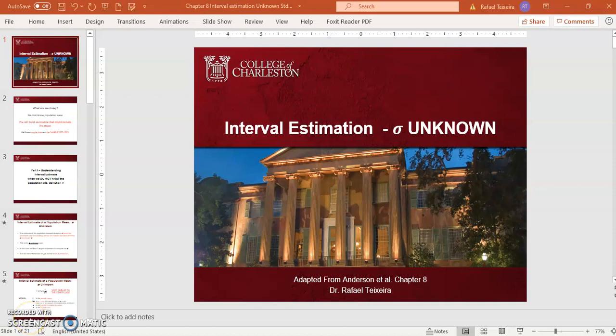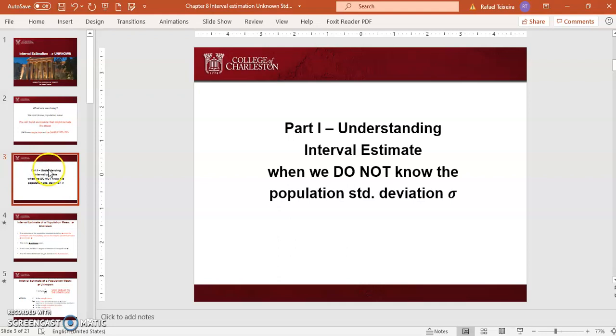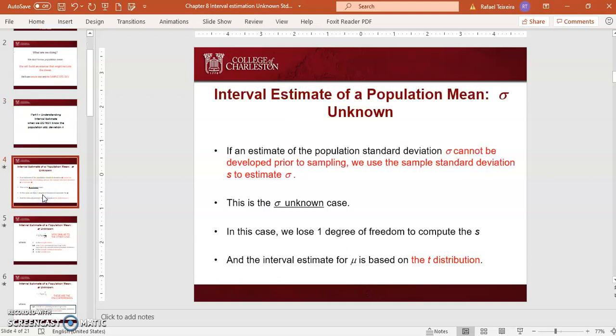Hi, this video is to talk about interval estimation when we don't know the population standard deviation. Again, what we're doing is building an interval that might include the population mean using the sample data and the sample standard deviation. Okay, so let's discuss some of the concepts.